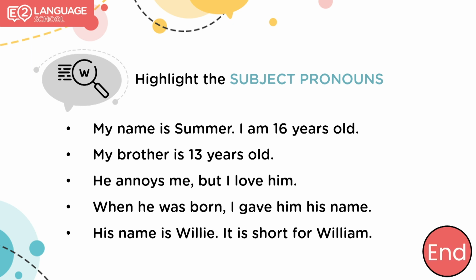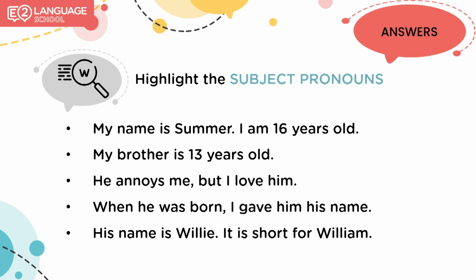All right, how did you go? I'll give you a little hint. There are 6 subject pronouns to have found. Could you find 6? Let's take a look together. Okay, so the subject pronouns. First we have I, then he, I, he, I. And lastly, it.